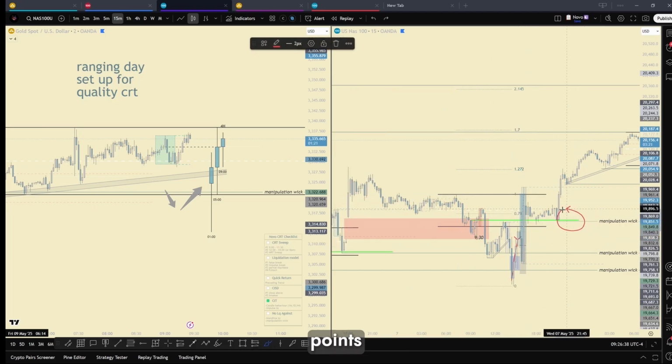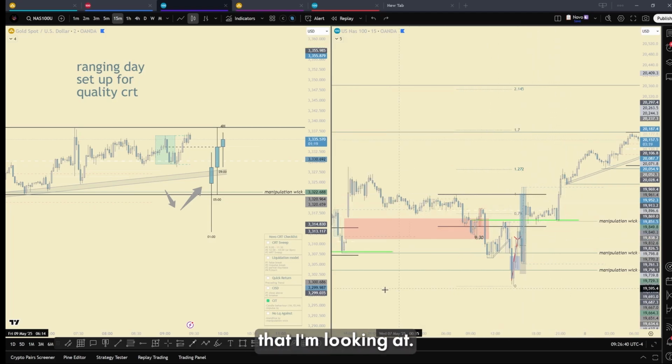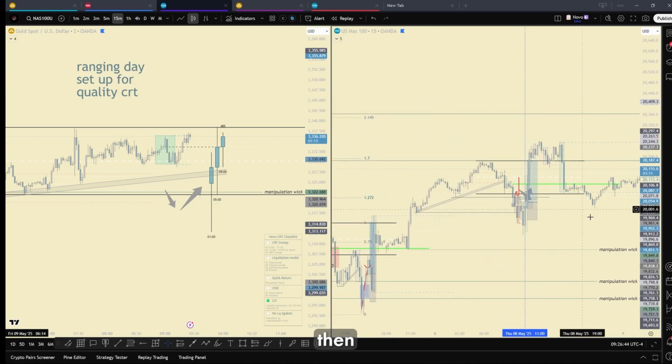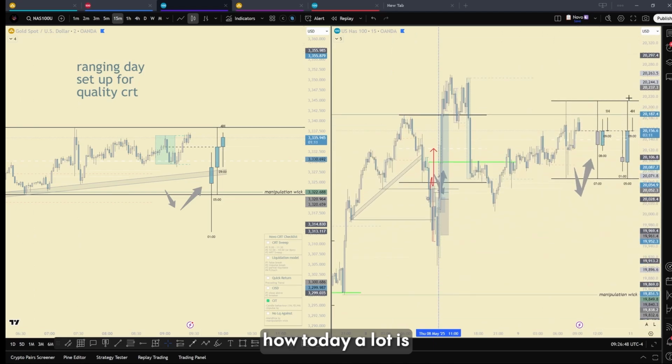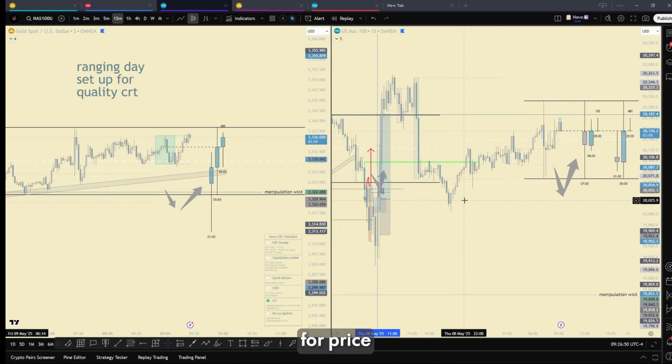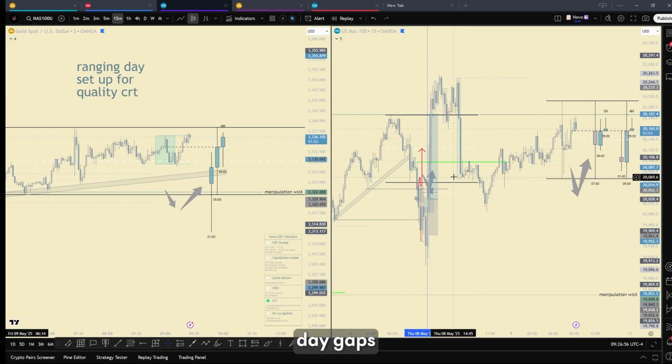Now I also do have this low point. So that's also something of interest that I'm looking at. And then, yeah, here we go. So just going to see how today plays out. It is, as I said, a really good day for price to play out here to the downside. There's no opening day gaps or Nasdaq gaps, which is good to see. Yeah, so that's pretty clean price action. Just a little weird overlapping candle there.